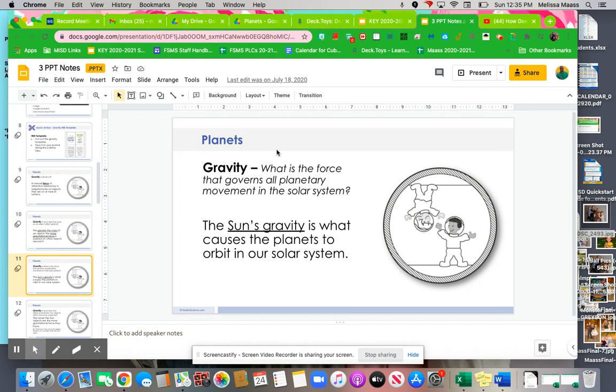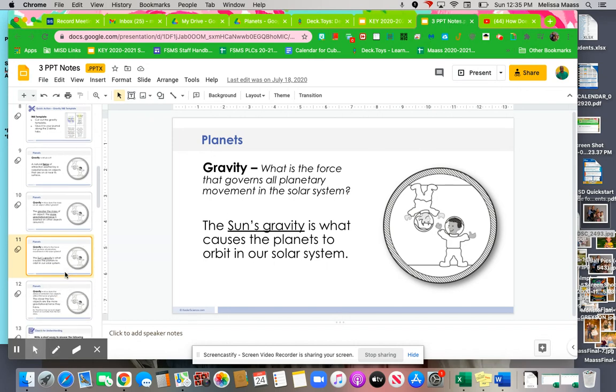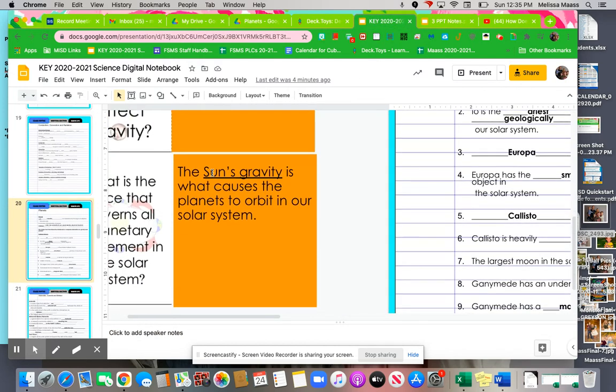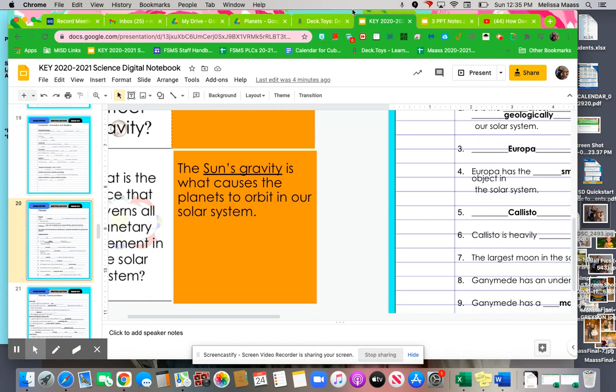So, moving forward, and I'll show you a picture with this. What is the force that governs all planetary movement in the solar system? Well, when we talk about gravity, it's going to be the sun. The sun has a gravitational pull on every planet in the solar system. All right? And many kids asked me last week, well, why don't those planets fall into it then? We can talk about that in a moment. But you'll want to make sure you fill in this bottom section and push pause and fill it in.